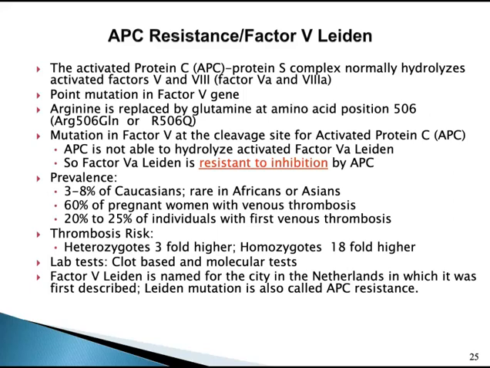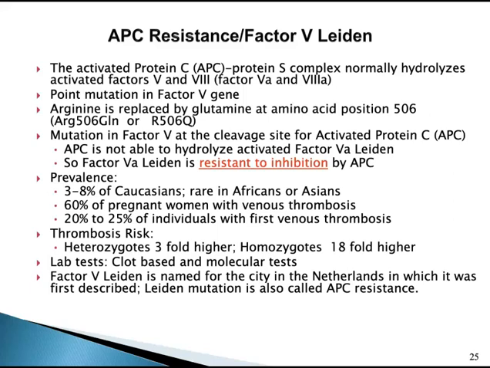So factor V Leiden is resistant to inhibition by activated protein C. It happens in about 3 to 8% of Caucasians, but it's very rare in African Americans or Asians. 60% of pregnant women with venous thrombosis will have factor V Leiden, and 20 to 50% of individuals with a first instance of venous thrombosis will have a condition like factor V Leiden. In terms of thrombotic risk, heterozygotes have a 3-fold higher risk of thrombosis, but homozygotes have an 18-fold higher risk of thrombosis.